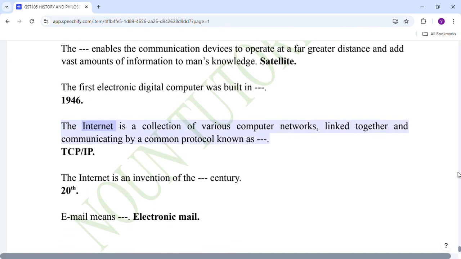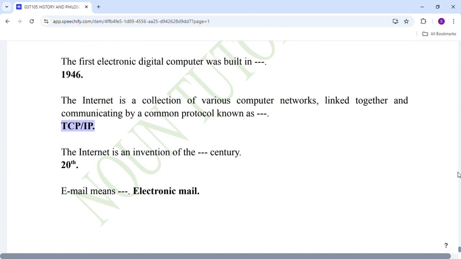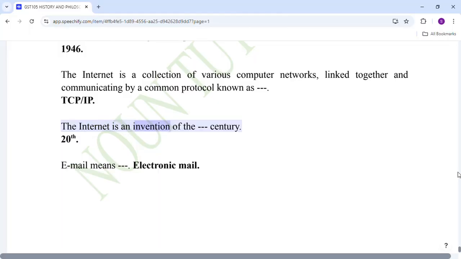The Internet is a collection of various computer networks, linked together and communicating by a common protocol known as TCP/IP. The Internet is an invention of the 20th century. Email means electronic mail.